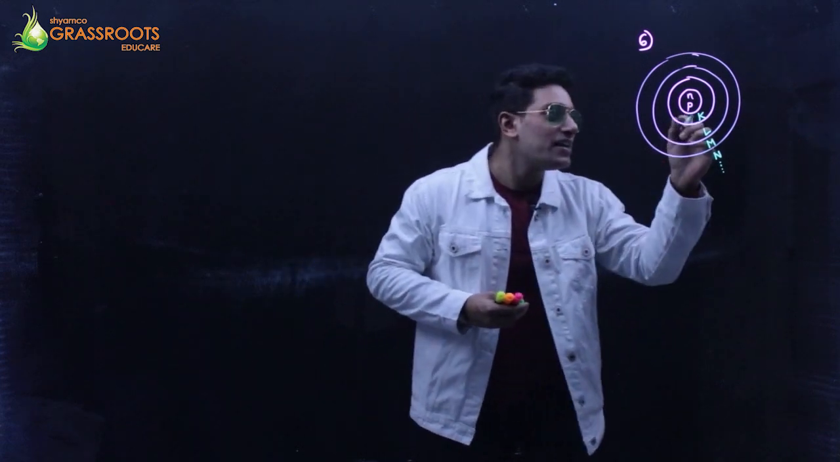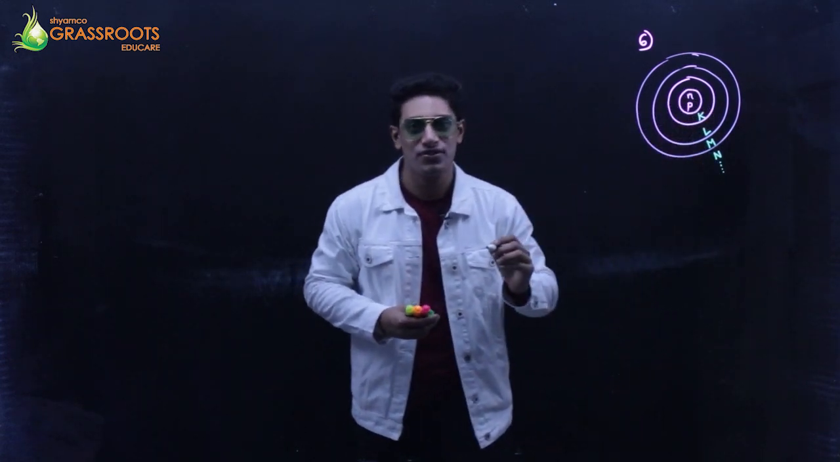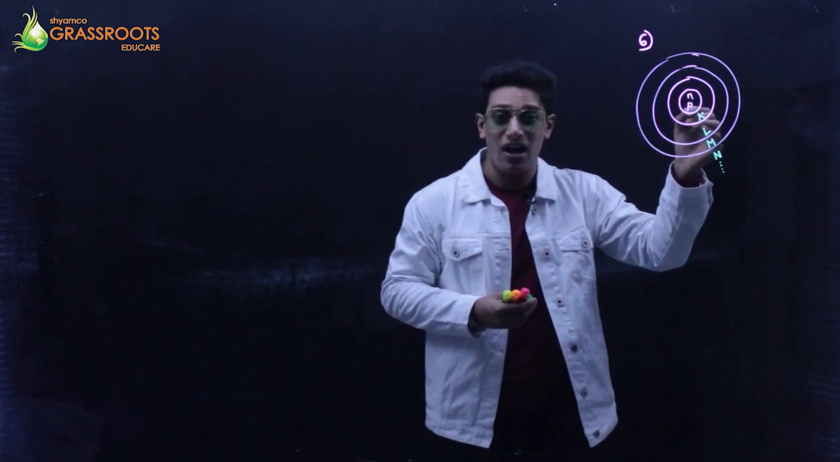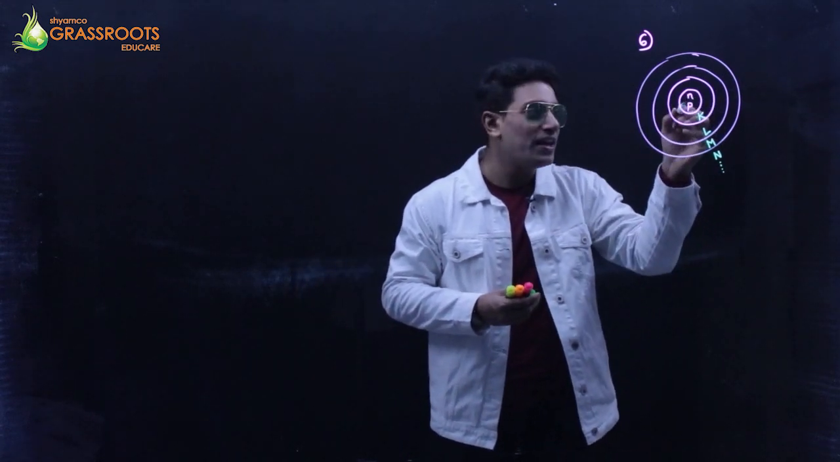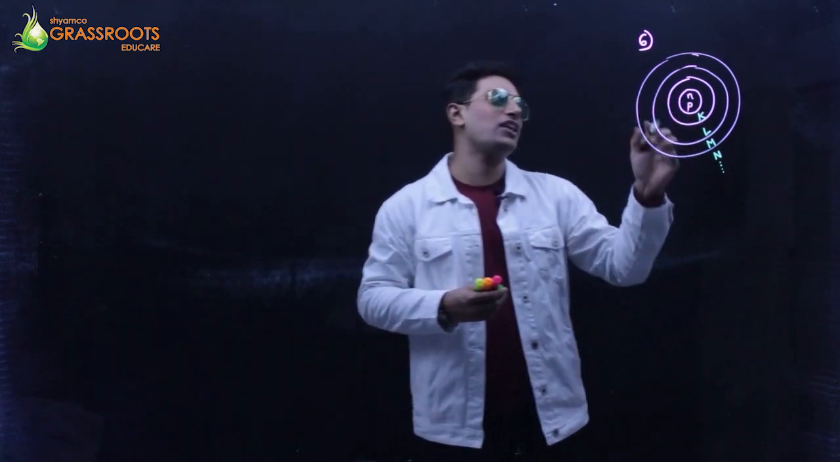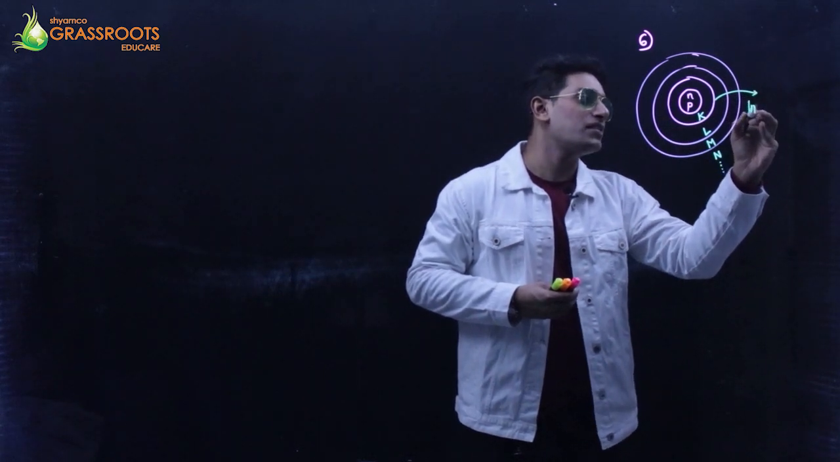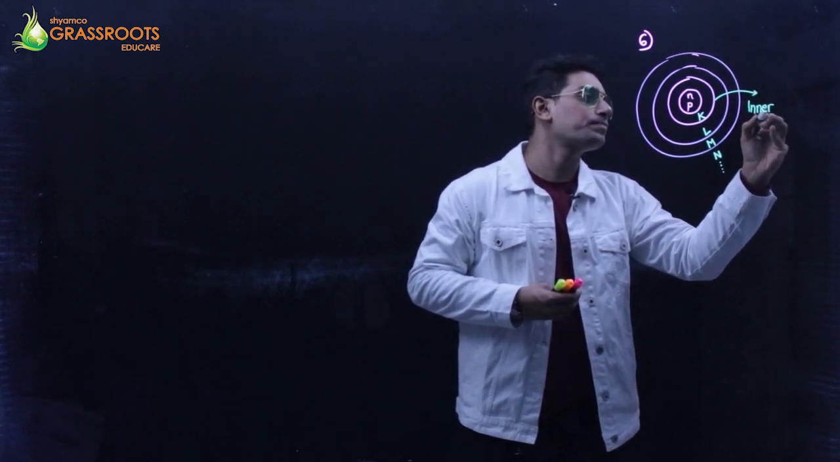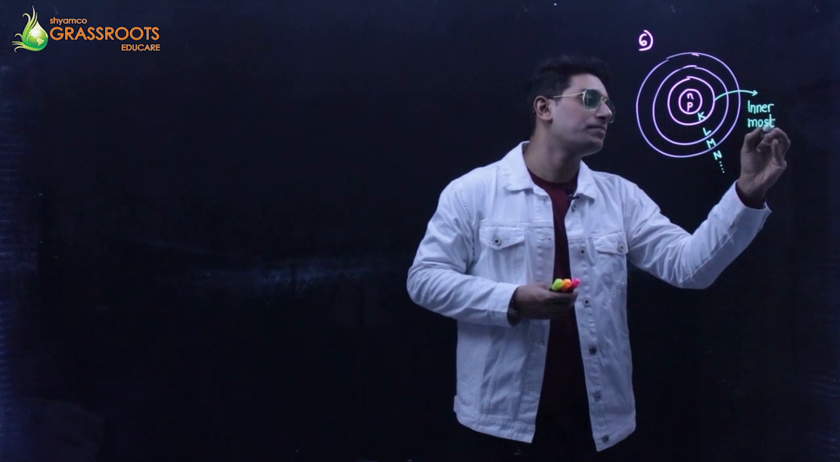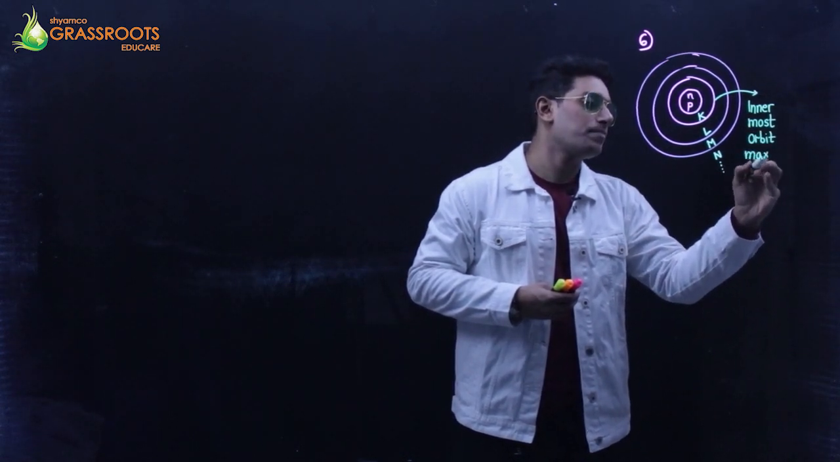So can I say K shell is the closest to the nucleus. So our nucleus gives a lot of power, a lot of energy to the K shell. So I can say the innermost shell, the innermost orbit, the K orbit, has maximum energy.